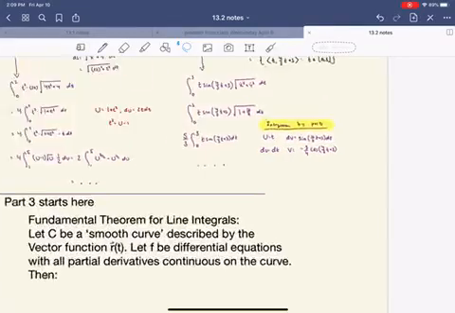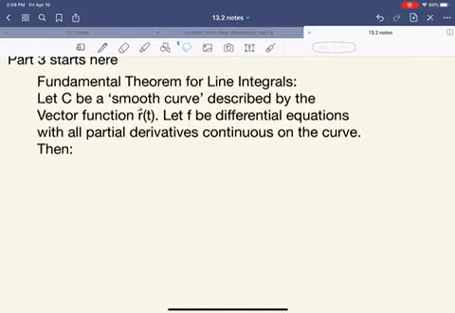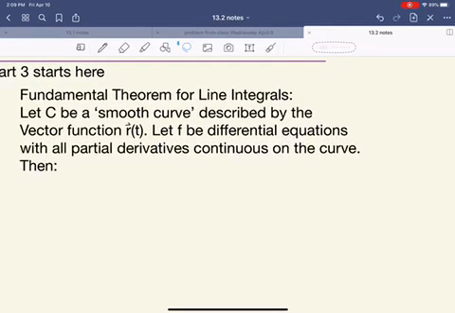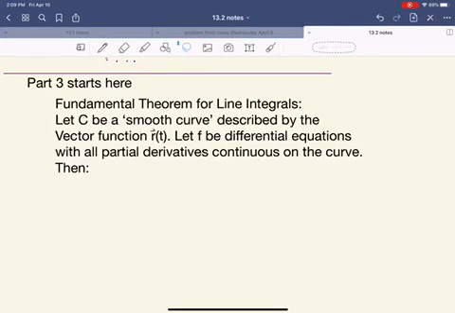All right, welcome back. I'm actually going to start the video here, and I've written out most of the fundamental theorem for line integrals. Okay, so let's see, fundamental theorem for line integrals.